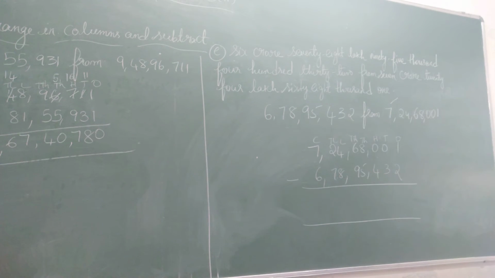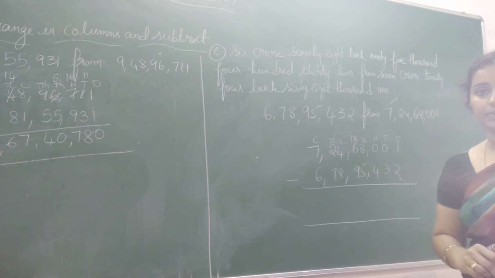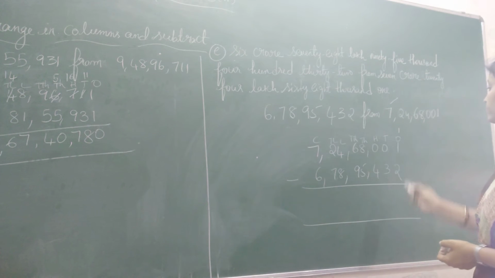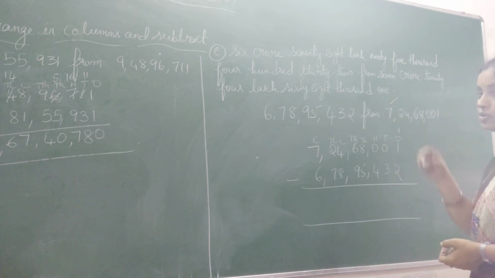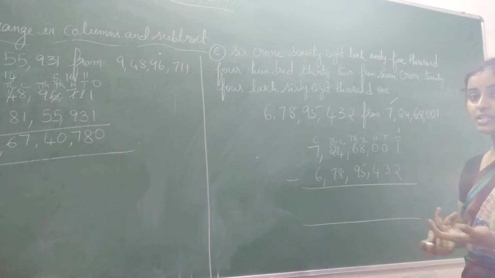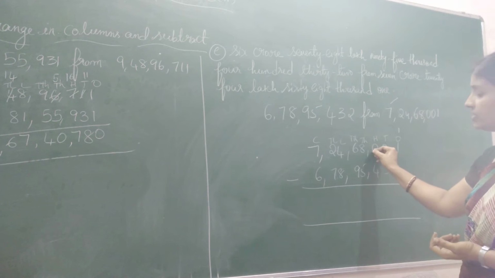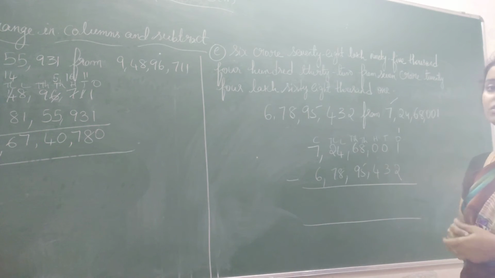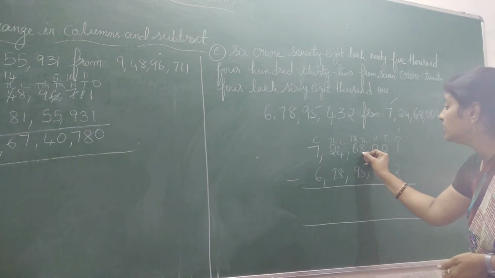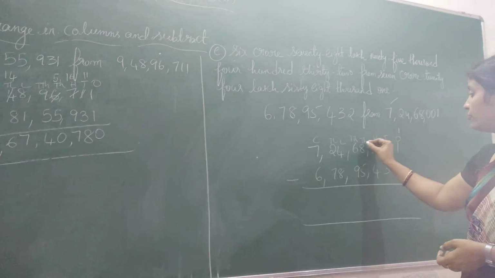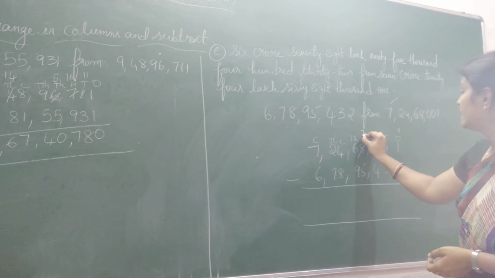Yes. 1 minus 2 is possible? Not possible. So take a borrow. So 1. Here, 0 is it. So from 0, how can I take? We don't have any number, 0 is it. So it is not possible. Then go for the next one. Here also it is not possible. Then what I need to do? Come to the thousands place. Here I have a number 8. So from 8, I can take a number.